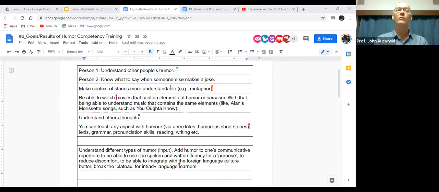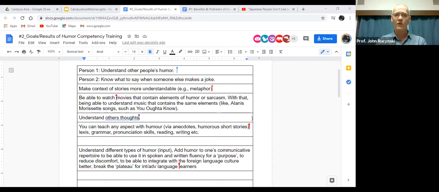Make context of stories more understandable. Yeah, so metaphor or creative language is also a part of humor. Be able to watch movie that contain elements of humor or sarcasm. Yeah, because I'll have to check this, but I wonder, as you know, when we get subtitles for movies in Japan, I think we often miss the nuance. So it would be interesting to study. I haven't studied this, but do they catch all the sarcasm, or is it very literal? Because many subtitles are missing nuance.